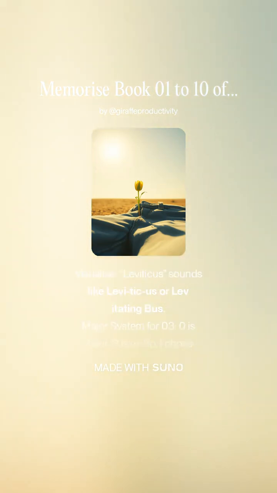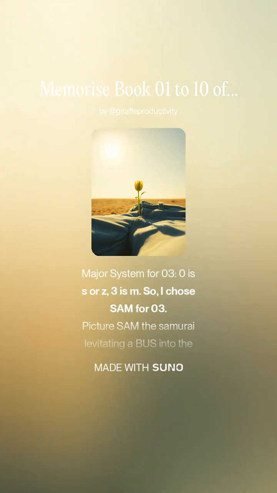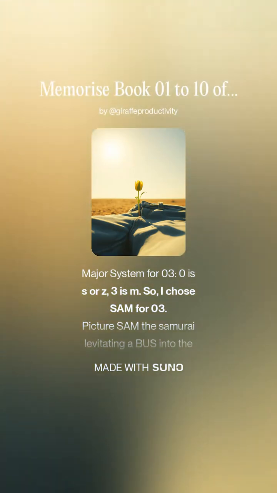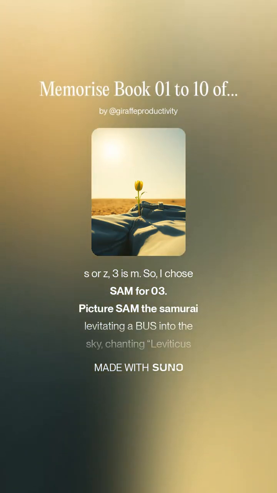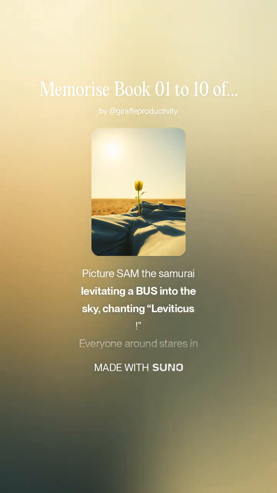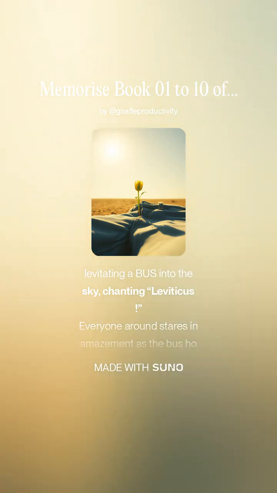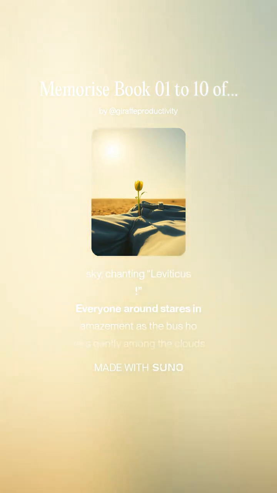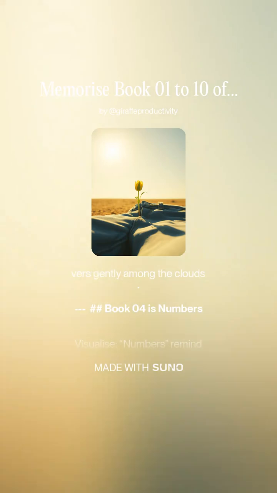Leviticus sounds like levitating bus. Major system for 03: 0 is S or Z, 3 is M, so I chose sum, sumo, for 03. Picture a sumo wrestler levitating a bus into the sky, chanting Leviticus. Everyone around stares in amazement as the bus hovers gently among the clouds.